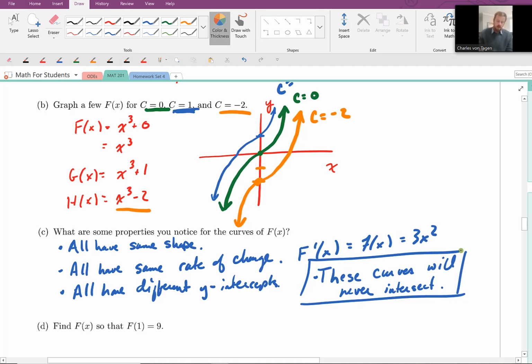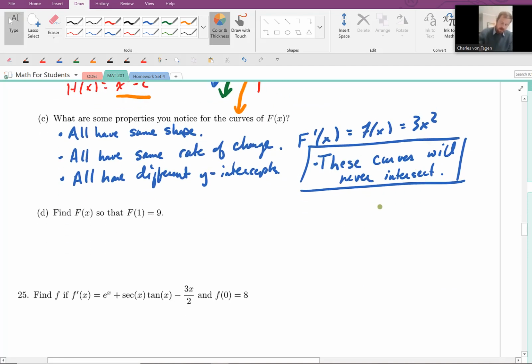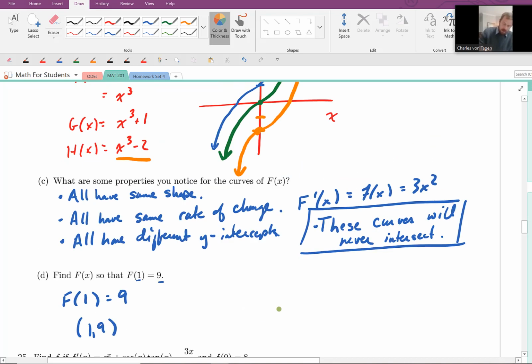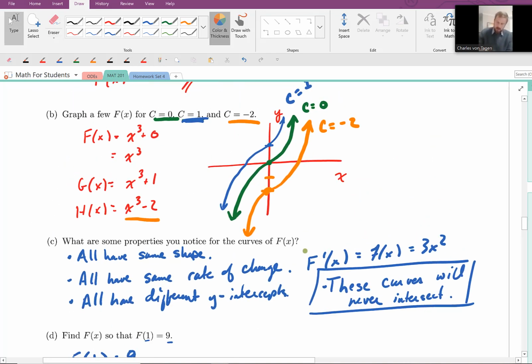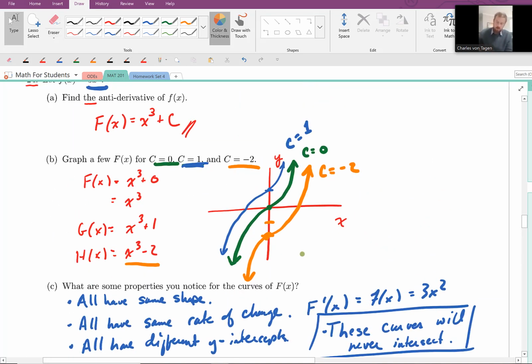So this next problem asks us to find capital F of x so that f of 1 is equal to 9. Well, if f of 1 is equal to 9, that's the same thing as saying that this curve must pass through the ordered pair 1, 9. So let's look at these. We drew these curves here. Does any one of them pass through the ordered pair 1, 9?